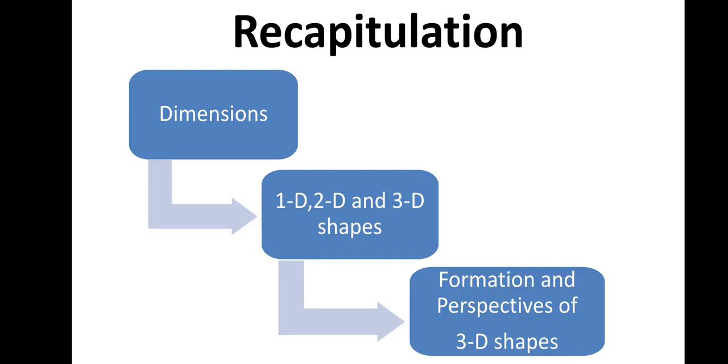Then we have studied about 3-dimensional figures, and basically 3-dimensional figures are the solid shapes. Shapes which can be measured in 3 directions are called 3-dimensional shapes, and these shapes are also called solid shapes. So length, width and height are their dimensions. We have seen that cubes, cuboids, cylinders and cones are all 3-dimensional shapes.